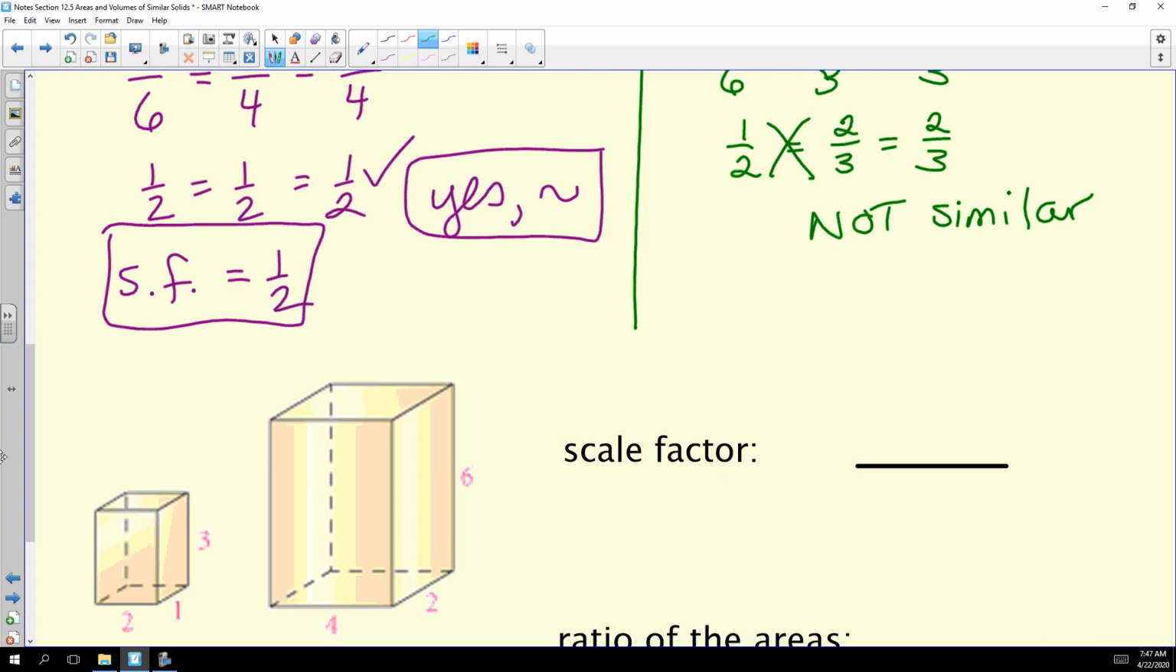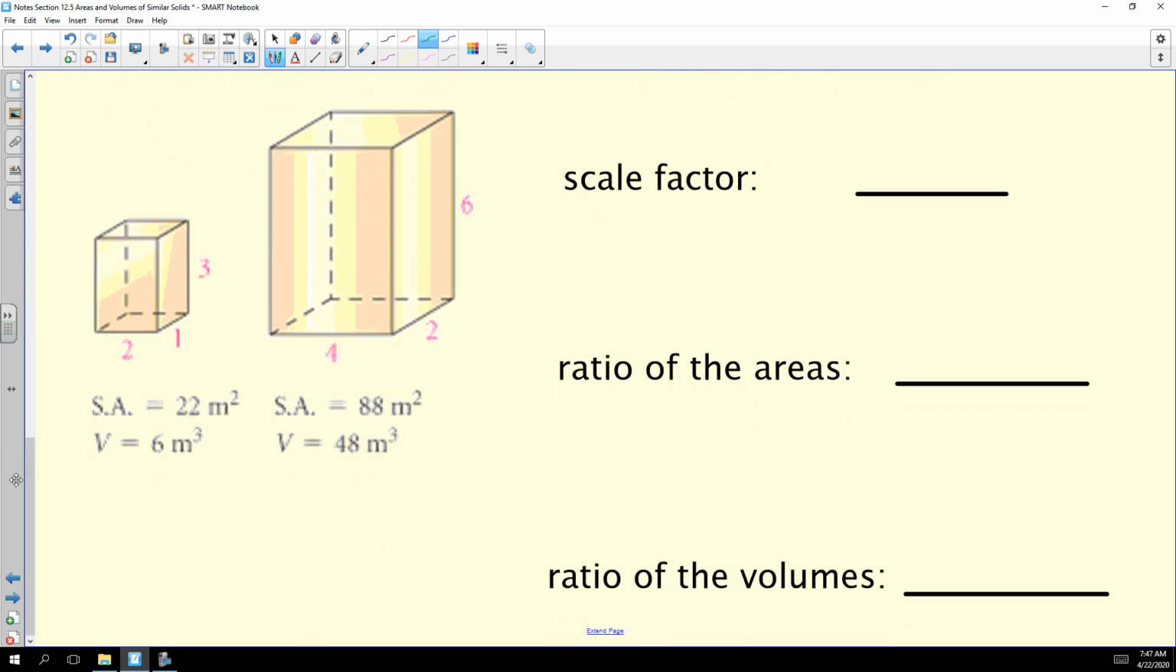Okay, so let's talk about that relationship a little bit. We're going to explore and experiment just a little bit more so we can see that relationship. Let's identify the scale factor comparing these. So we've got 2 to 4, 1 to 2, 3 to 6. They all reduce to 1/2, right?